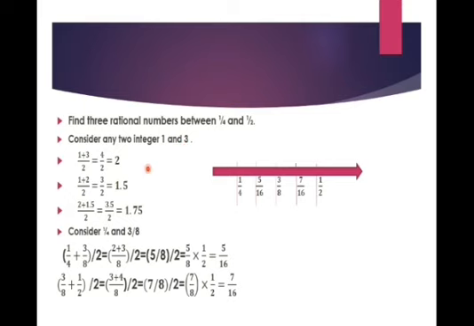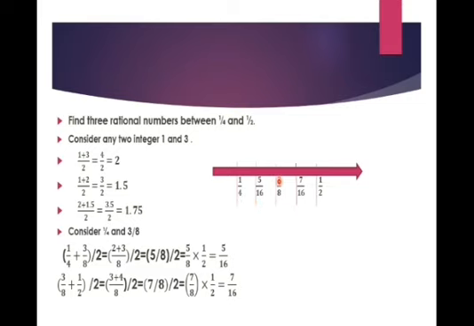Okay, now in this question, we find three rational numbers between 1 by 4 and 1 by 2. In the same way, we can find the middle of the rational numbers. We already found the middle number between 1 by 4 and 1 by 2 is 3 by 8. In your previous slide, we already found that the middle rational number between 1 by 4 and 1 by 2 is 3 by 8.